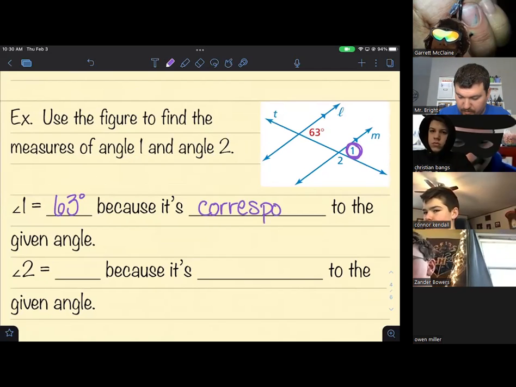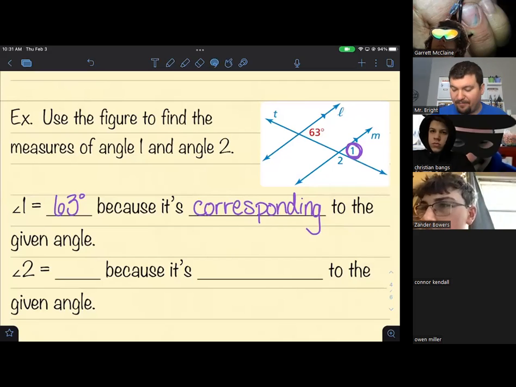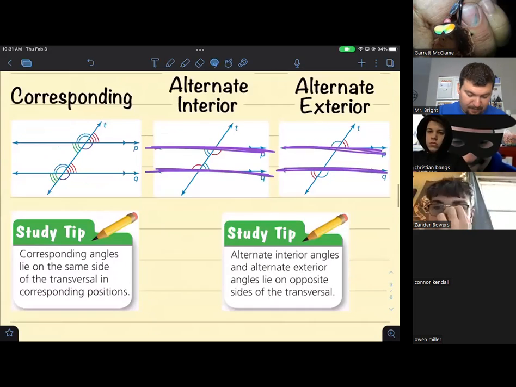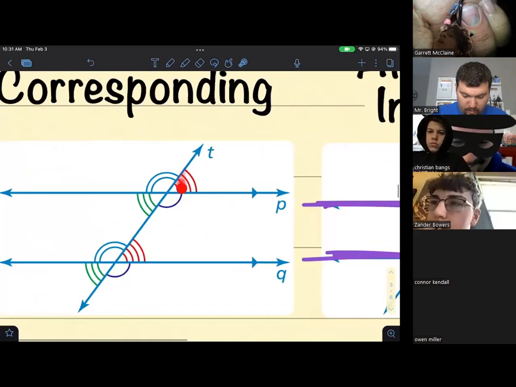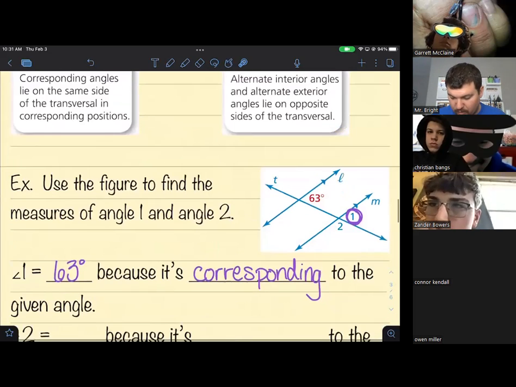It's corresponding to the given angle. Notice that Maddox didn't say it's 63 degrees because it's congruent to the other angle. Obviously, by saying it's 63 degrees, we know that it's congruent. I'm asking why it's congruent. It's congruent because it's corresponding, because they gave him one angle here and then gave him the same angle in the same location, in the corresponding location on the other side of the line. So the right side, and then they give him the right side here.